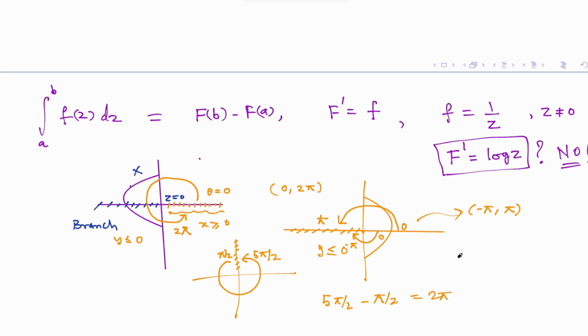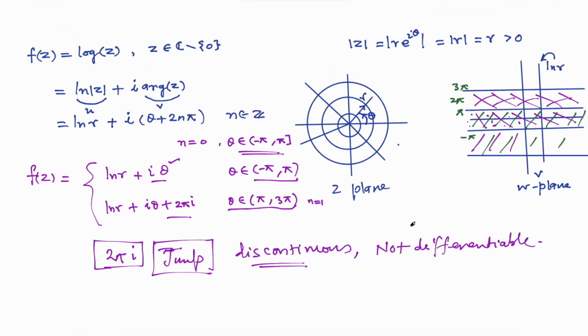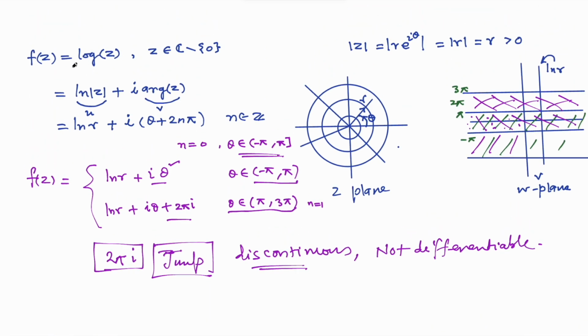How do you define it? You can define the branch on any line, but you have to take care of how your theta is going to vary, from here to here. So you have to take care of this. Any direction from the origin you can define as the branch. This is a very, very important point you have to think about for logarithmic functions. Okay, thank you very much.